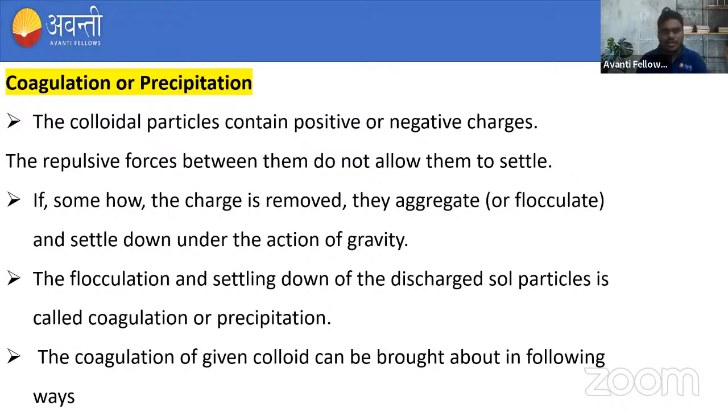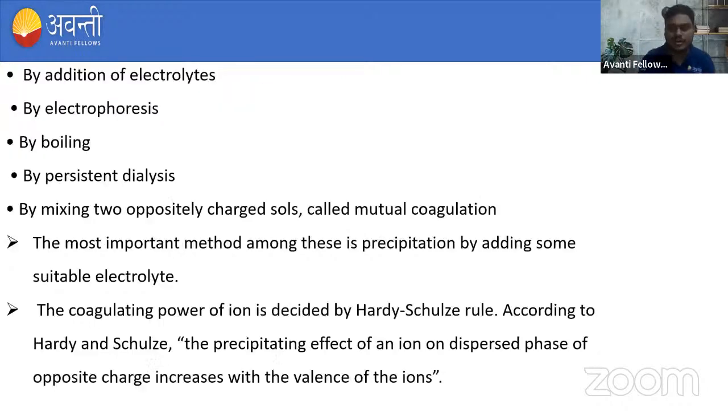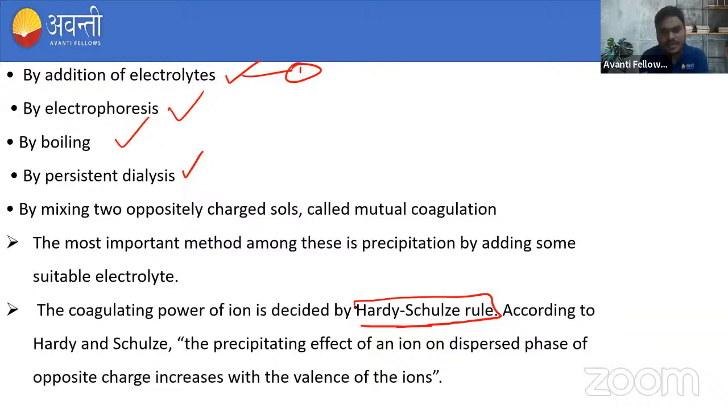or negative. So the coagulation of the given colloid can be brought about the following ways: by addition of electrolytes, by electrophoresis, by boiling, by persistent dialysis. So in our syllabus we are going to study only this thing, that is by addition of electrolytes, right? So the most important method among these is precipitation by adding some suitable electrolyte. The coagulating power of ions is described by the Hardy-Schulze rule. So this rule is very, very, very important. And many times these questions are coming directly from this rule. According to the Hardy-Schulze rule, the precipitating effect of an ion on dispersed phase of opposite charge increases with the valence of the ion.